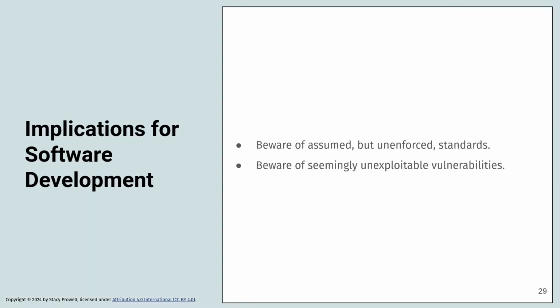So, after all of that, what are the implications for software development? You should be aware of assumed but unenforced standards, like the first argument is always the program name. And you should be aware of seemingly unexploitable vulnerabilities. A lot of work was done to protect against malicious environment variables, but they could still creep in. Okay? That's what we did. All right.